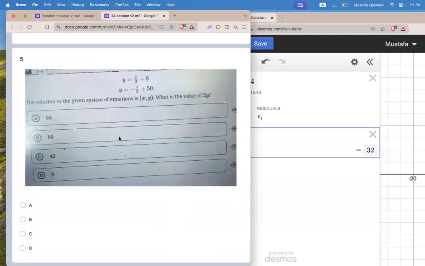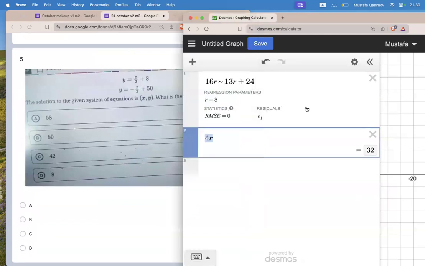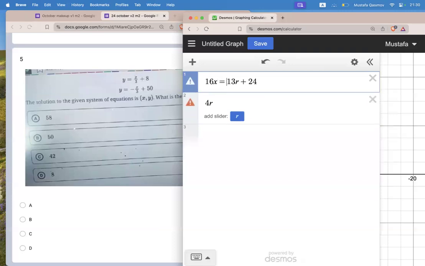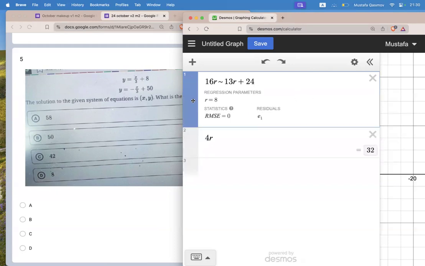32. Or we can write X instead of R. When you write X, you can also look at it from Desmos, from the graph, let's say. But when you write R, you will get this value automatically. And then if you write here for R, you will get the answer here automatically. That's why it is good. Any question? Okay, let's continue.